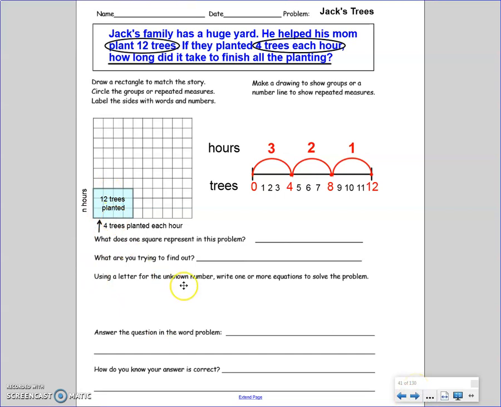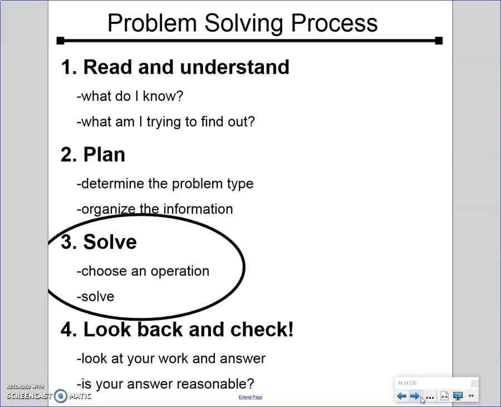If all of these squares represent all of the trees planted, what does just one of those squares represent? I respectfully agree. It represents 1 tree planted. Now, I want you to look back at the question in the story problem. What exactly is it we're trying to find out here? Oh yes, that's right. How many hours it took to plant all the trees. Now 3rd grade, we're ready to solve this problem.